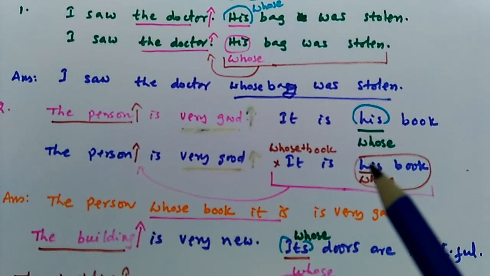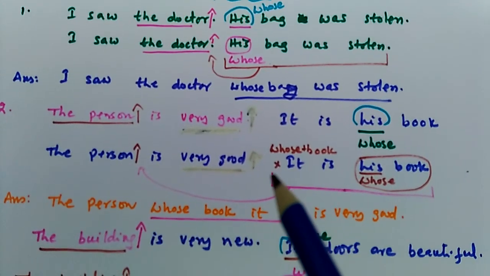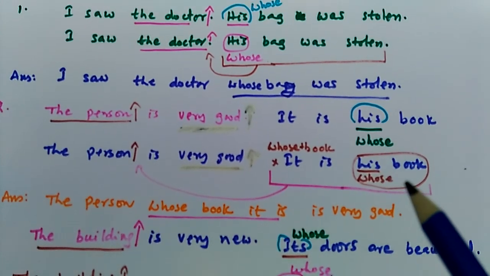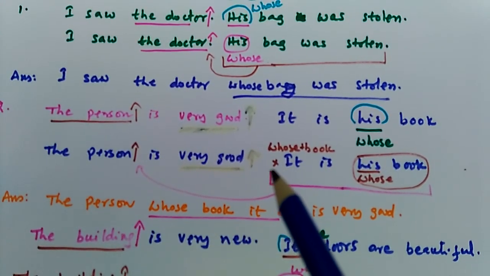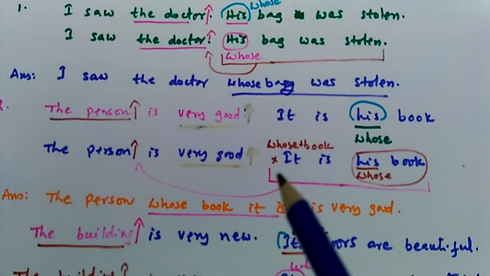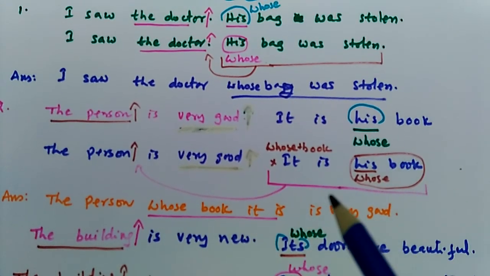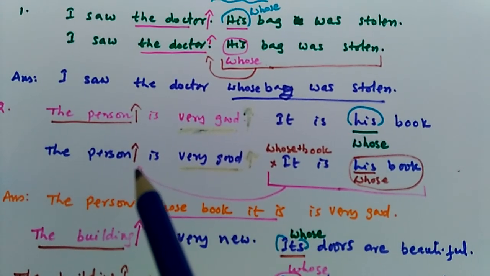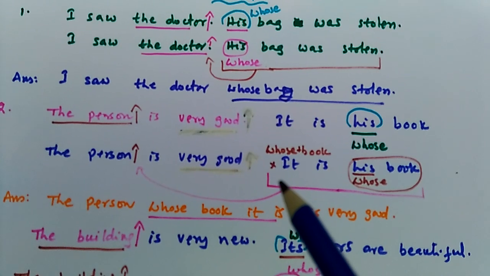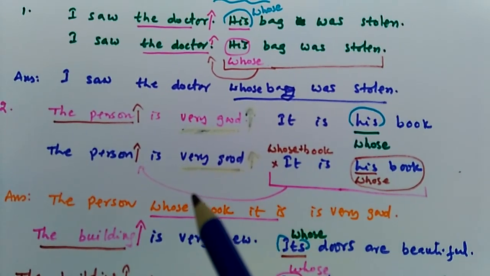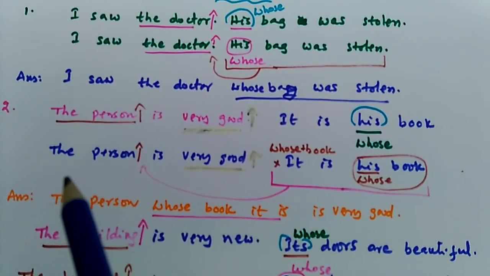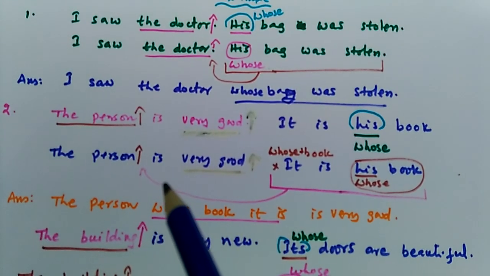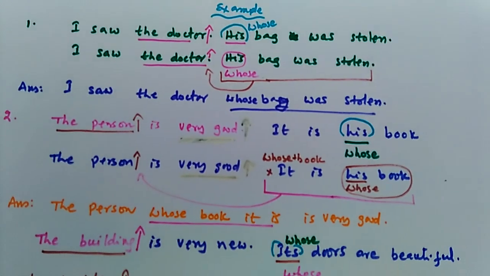And next step, whose plus noun is to be brought to the front of the sentence. So whose book is brought to the front of the sentence. And next, this entire sentence is to be brought to the place where the arrow mark is kept. So the sentence whose book it is is to be kept here. So the right answer will be: The person whose book it is is very good.